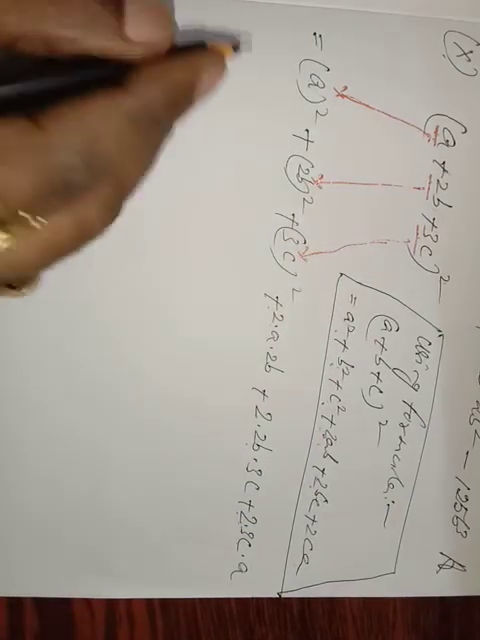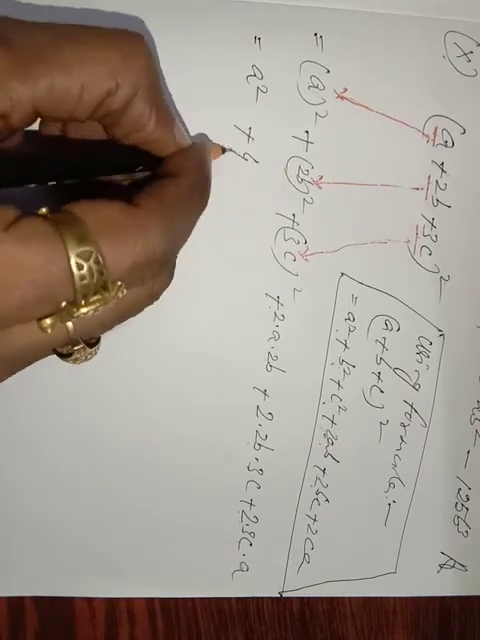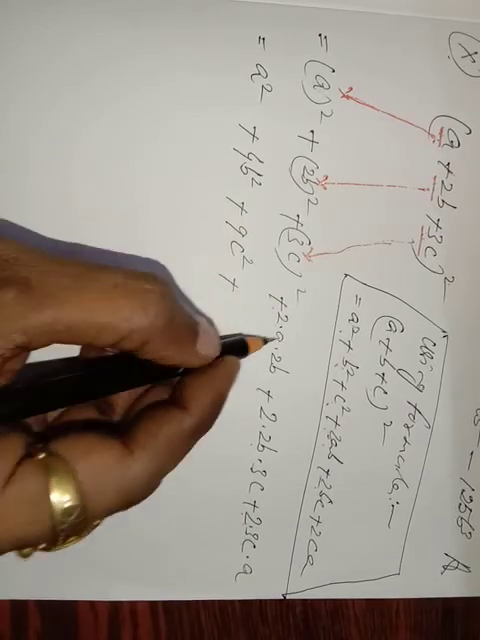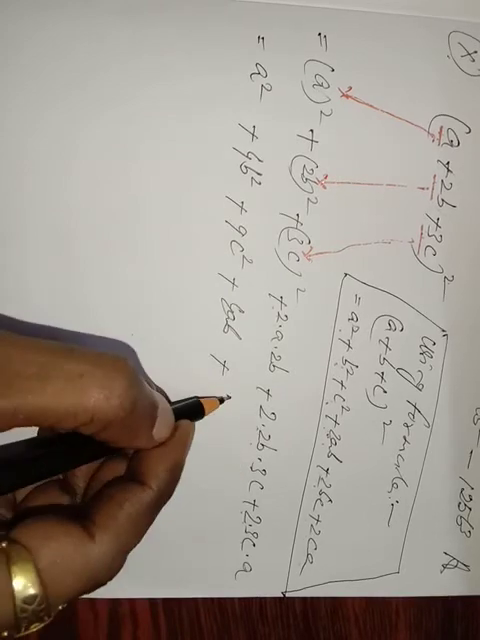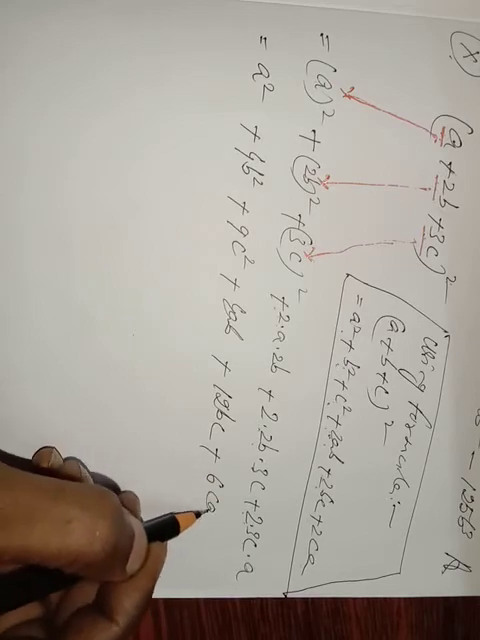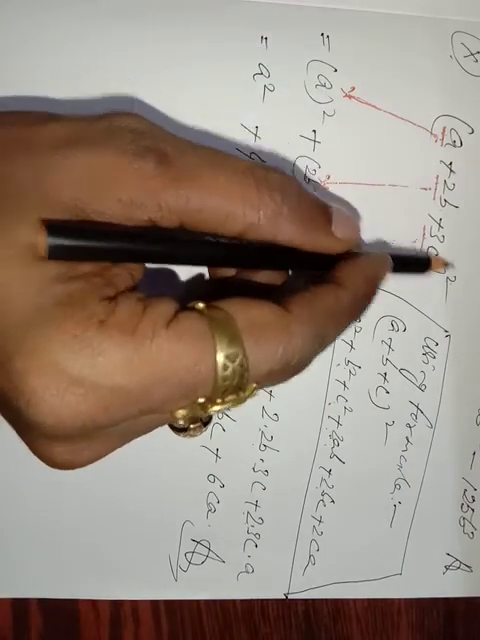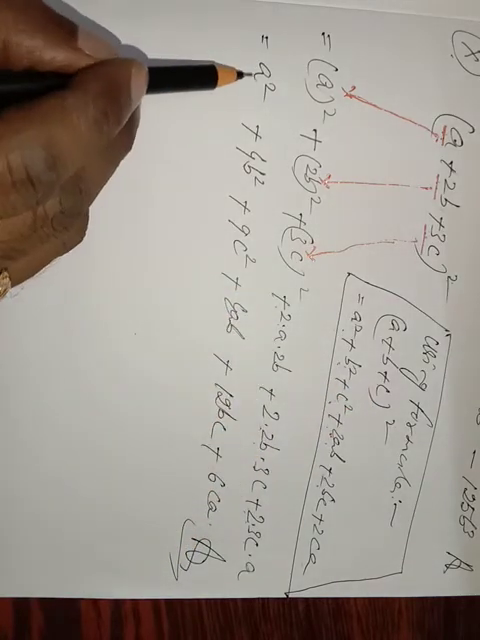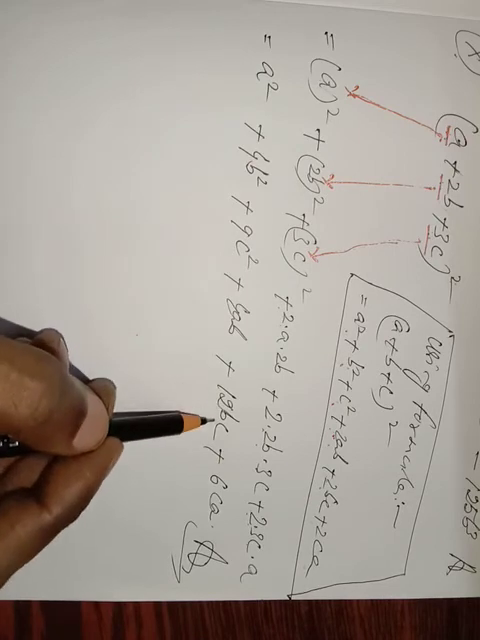Next, a whole square is a square. 2b whole square will be 4b square. 3c whole square will be 9c square. Plus 2 into 2 is 4ab, plus 2 into 2 into 3 is 12bc, plus 2 into 3 is 6ca. This is the result of (a plus 2b plus 3c) whole square using the expansion formula: a square plus 4b square plus 9c square plus 4ab plus 12bc plus 6ca.